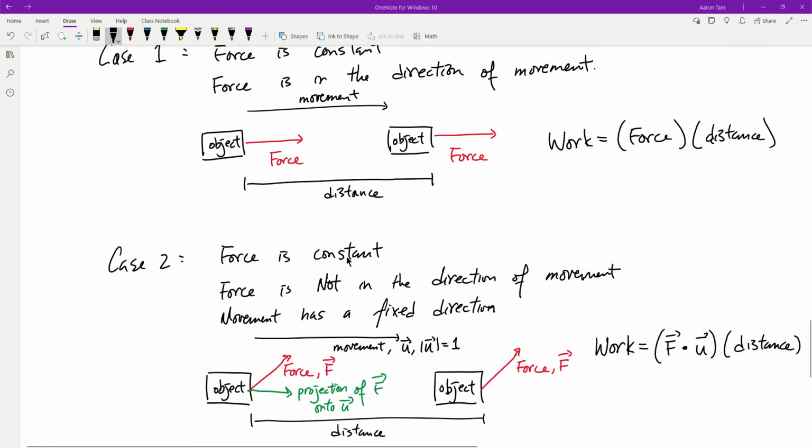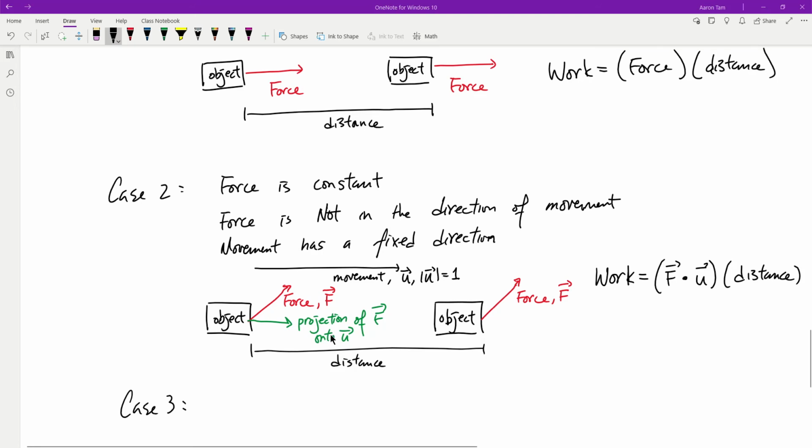The second case is we're keeping the force constant, but it's just not in the direction of the movement, and we do have a fixed direction. In this scenario, it's a pretty easy fix. All we need to do is define the projection of the force, which will be in the direction of movement, and then multiply by distance traveled, and then we are still good to go.